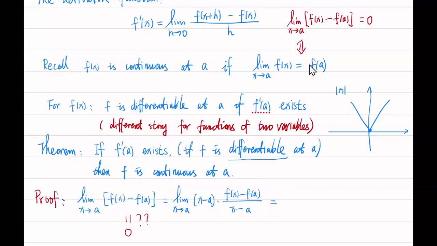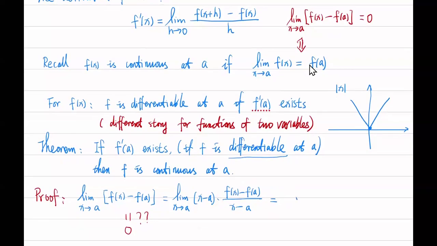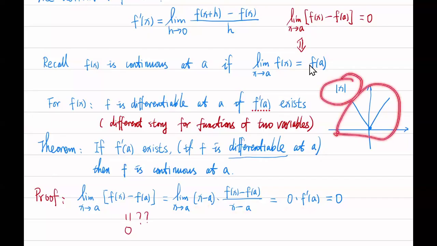Now we see it's the product of the two parts. This part is 0, it's easy. This part goes to the derivative. So 0 times the derivative. Again, we use another property about limits. Because both limits exist, the limit of the product is the product of the limits. Now let's go back to this question. I want to verify that the derivative does not exist at 0.